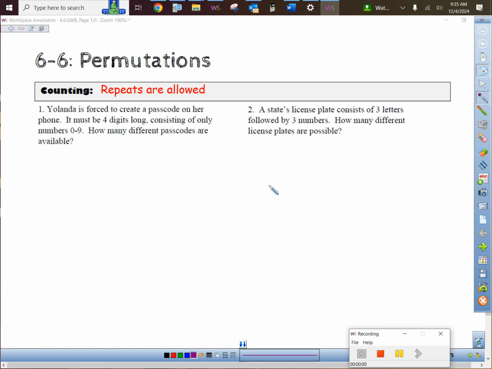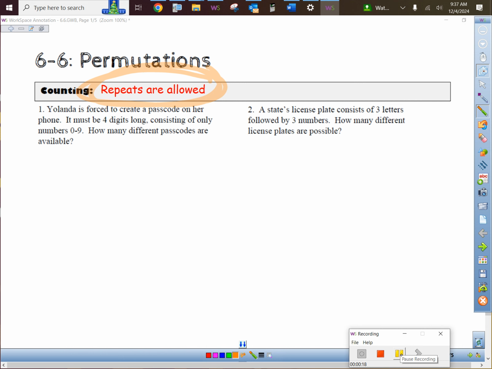Lesson 6.6, talking about permutations for the most part, except these first two questions don't fit into permutations. These are just the counting method. Could you all do me a favor and put a little note right here? When we use this counting method is when repeats are allowed. Put that down for me, please. For the counting method, you can repeat numbers.